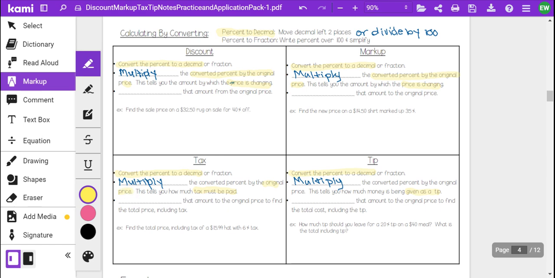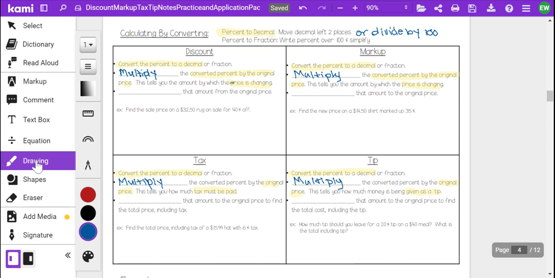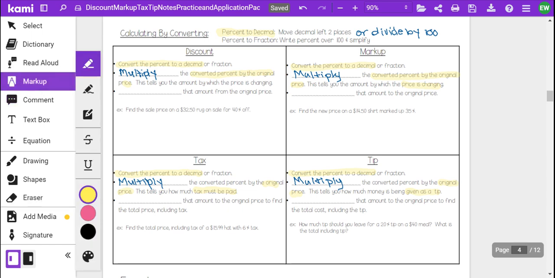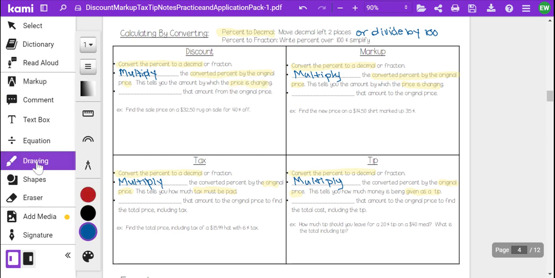Original price. In most of these problems, all you're going to have is the original price. Okay? So right now, you've got the same step for everything: convert, then multiply. All right. The last step, we're going to break these up and practice. So we're just going to focus on discount. And if we know discount is going down, we know that we are subtracting.